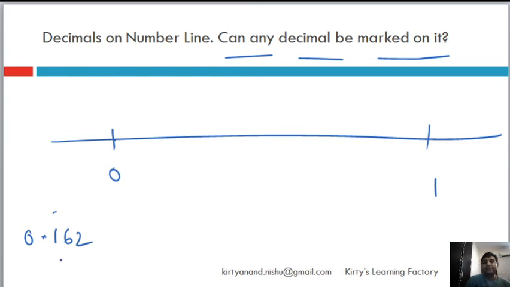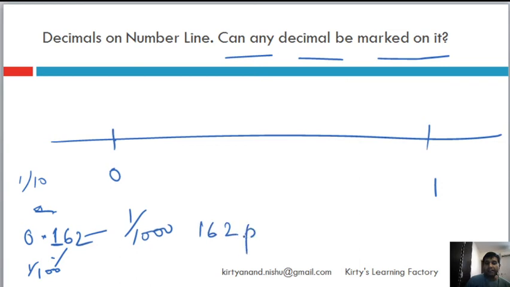Now if I have to represent 0.162, understand that this is the 1 by 10th place, this is the 1 by 100th place, and this 2 is the 1 by 1000th place. Which means this decimal 0.162 is nothing but 162 parts of 1000, so it can also be represented as 162 by 1000.